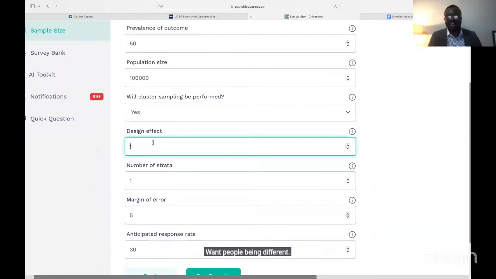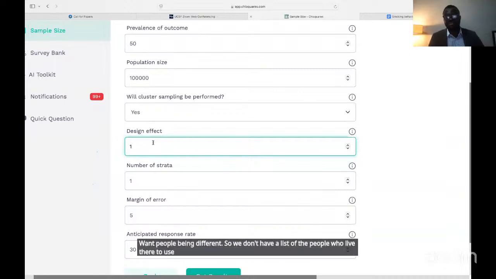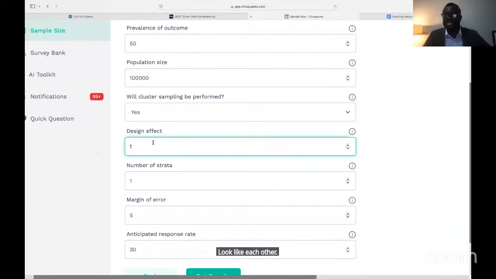So we don't have a list of the people who live there to use, and we are forced to use clusters. So the question is, how do we correct for the fact that people who are in the cluster look like each other? Well, that's where design effect comes in. The design effect punishes the clusters for people in the cluster being so similar, right? So if your design effect is 2, that means I'll punish you by doubling your sample size because you look so similar.